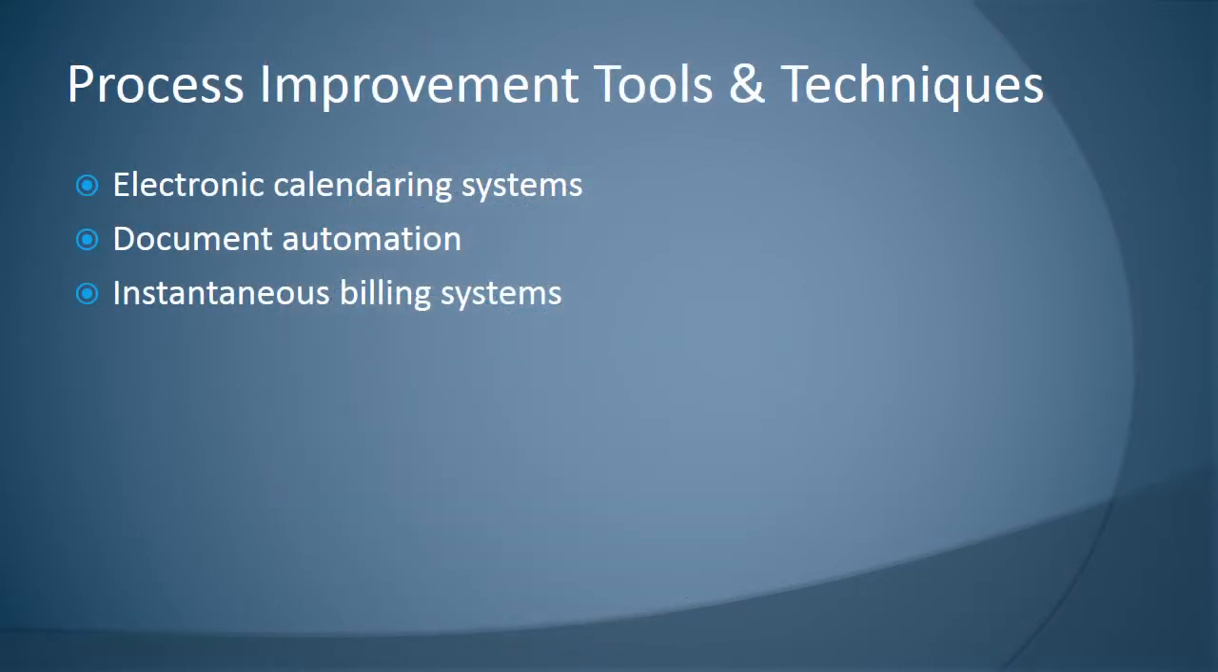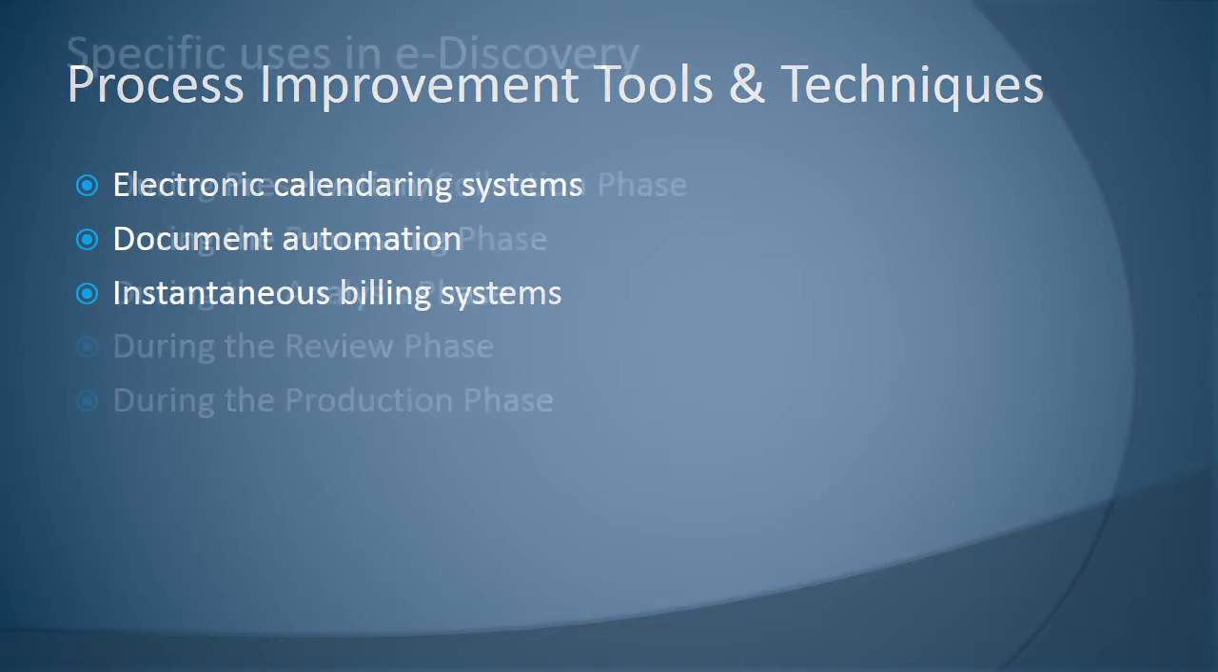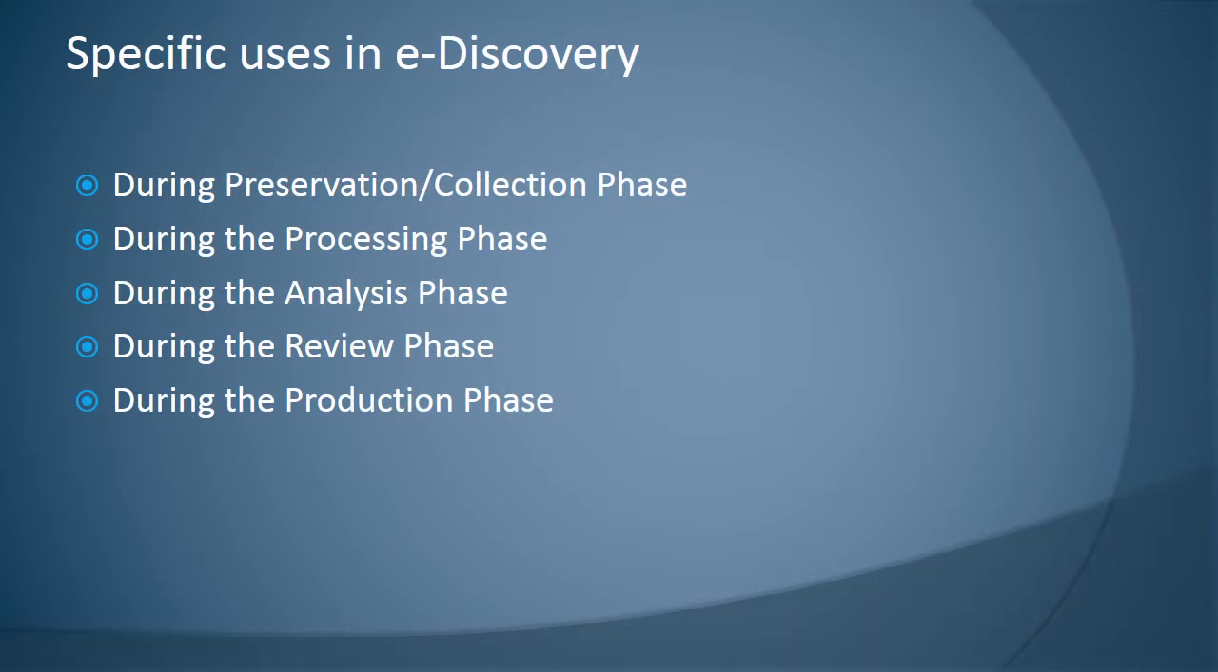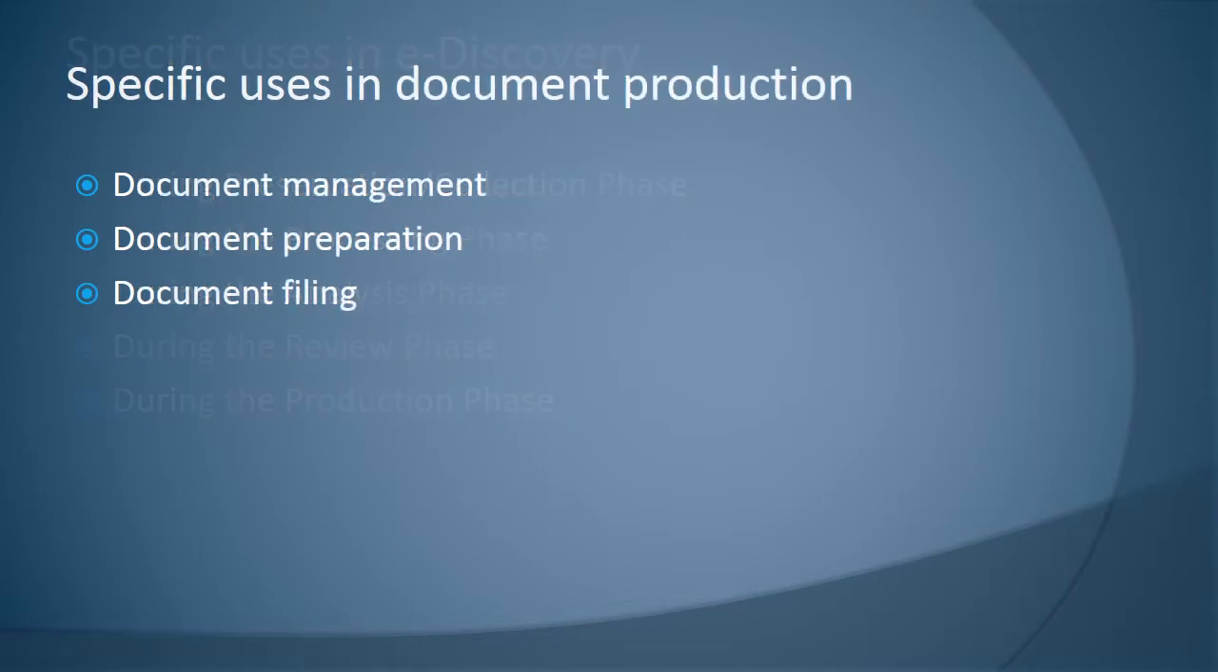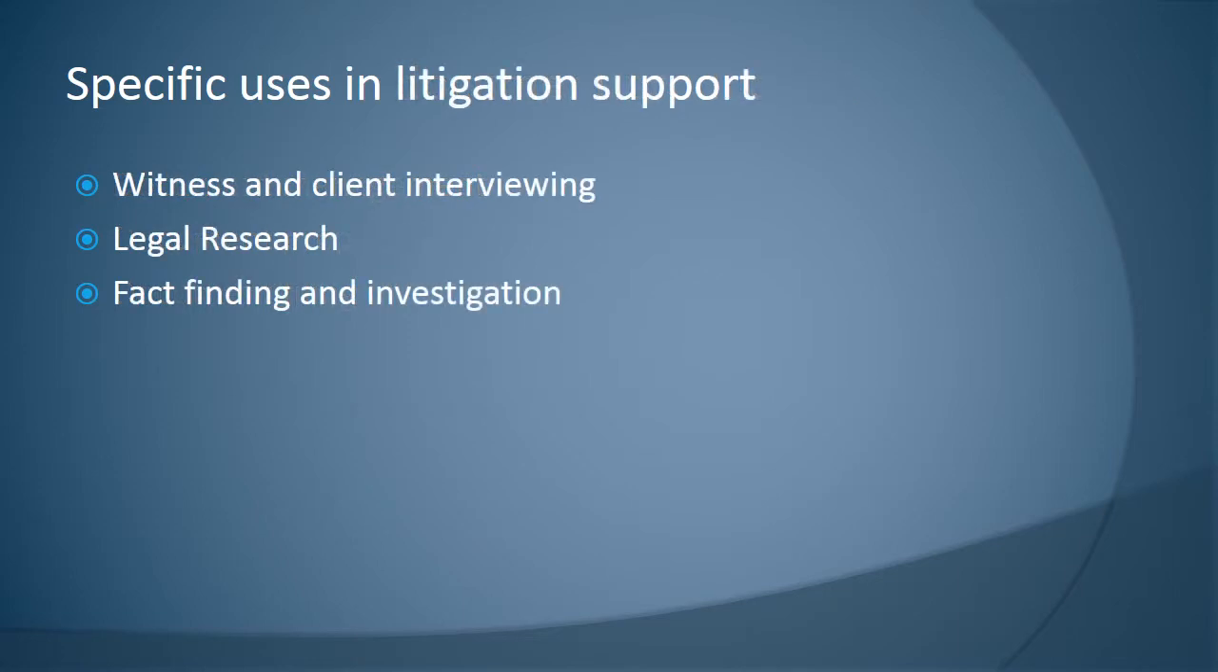So these are some process improvement tools and techniques: electronic calendaring systems, document automation, instantaneous billing. You can use Six Sigma in e-discovery phases, document production, management, preparation and filing, litigation support. You can use it during witness and client interviewing, legal research, fact finding and investigation.